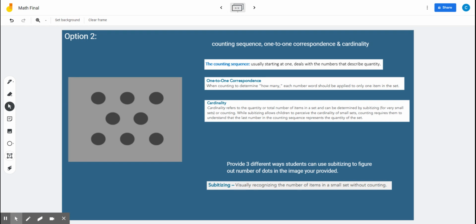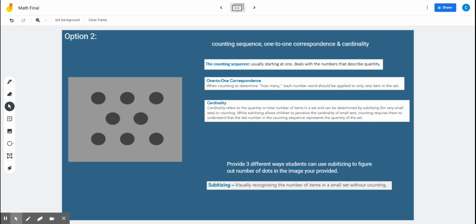The one-to-one correspondence is when counting to determine how many, each number word should be applied to only one item in the set. So with one-to-one correspondence, students should be able to see that each one of these represents one in the data set and also understand that they are all equal to each other. So this is one circle. This is also one circle. They are both the same amount of the number being counted. So 1, 2, 3.